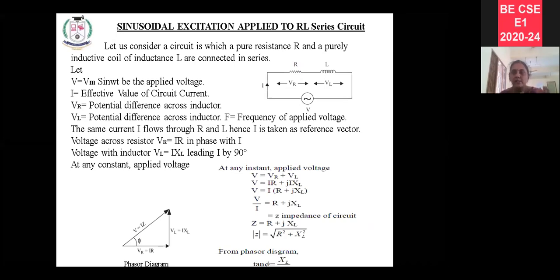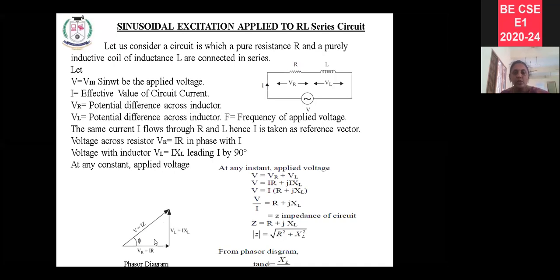In the resistance, the voltage and current are in phase with each other, and in an inductance circuit, the current lags behind the voltage. We combine both together to find the resultant voltage. This is the voltage triangle for the series RL circuit. VR is the voltage drop across the resistance, VL is the voltage drop across the inductance, and V is the resultant voltage drop.